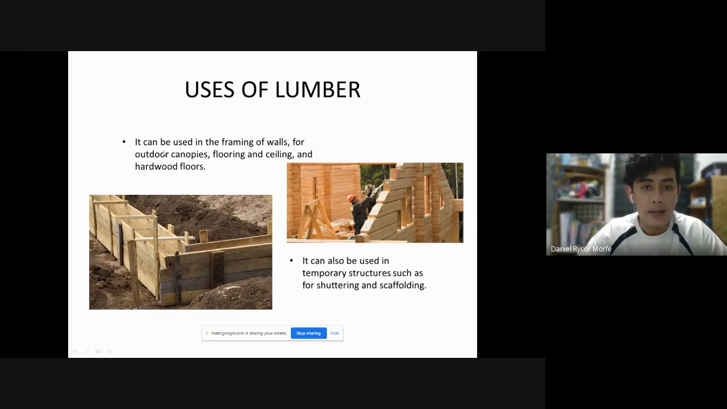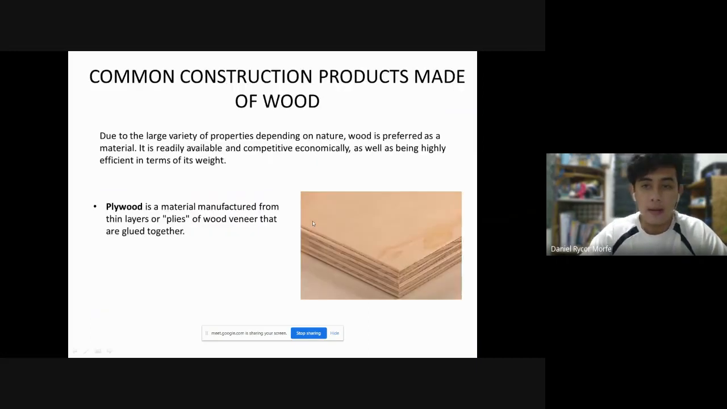Uses of lumber: it can be used in framing of walls, for outdoor canopies, flooring and ceiling, and hardwood floors. It can also be used in temporary structures such as for shuttering and scaffolding, because it is easy to move around.